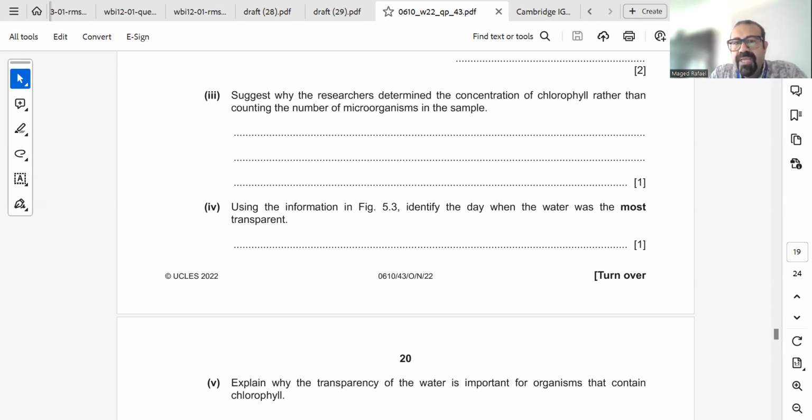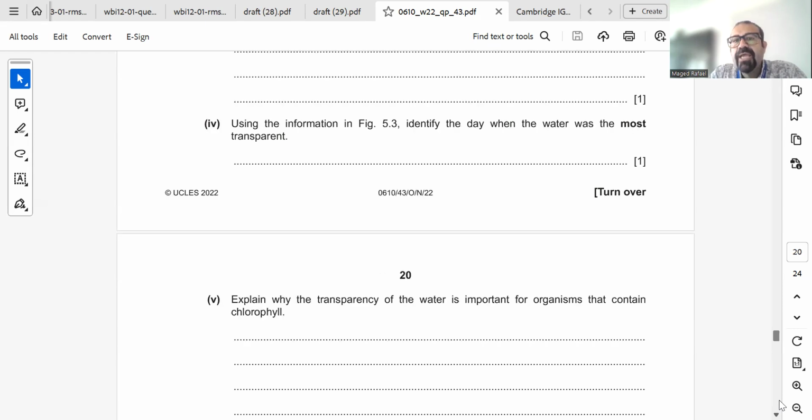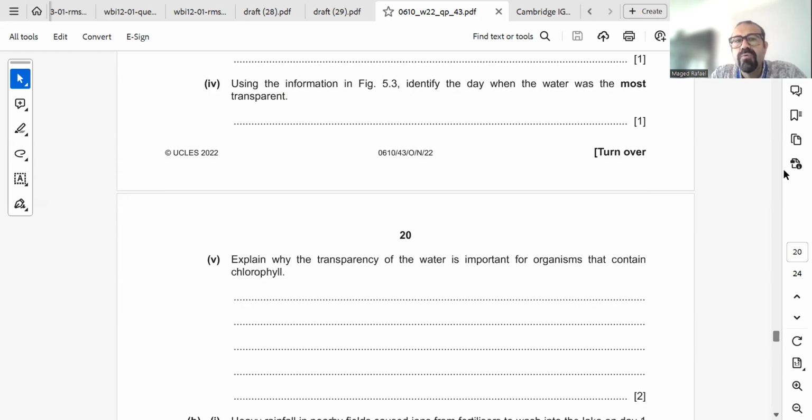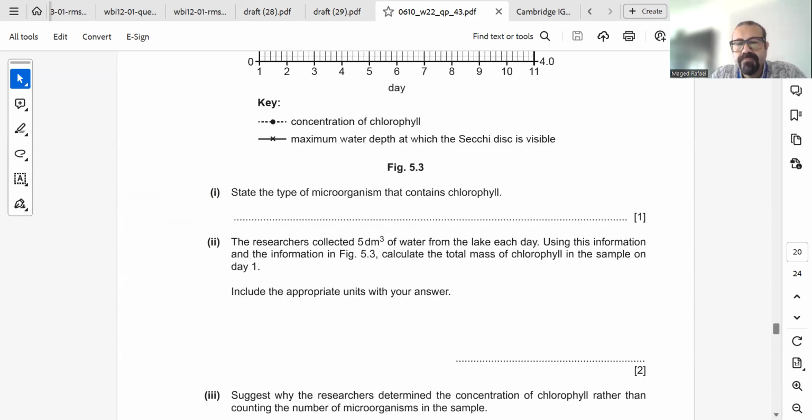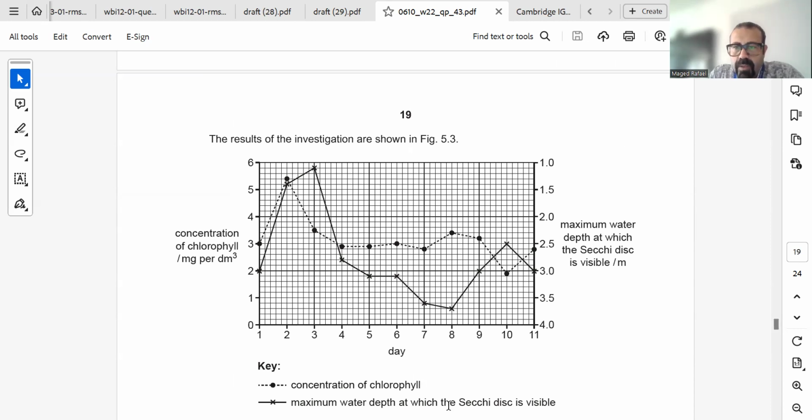Okay, using the information in figure 5.3, identify the day when the water was the most transparent. بصوا كده يا ولاد معايا على الدايجرام. Most transparent. والله أنا شايف most transparent يعني لازم الماكسيمم ووتر دبث يكون إيه؟ يلا مستنيكوا تقولوا لي.